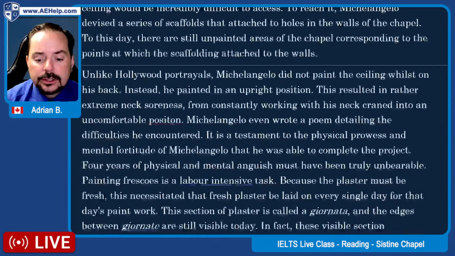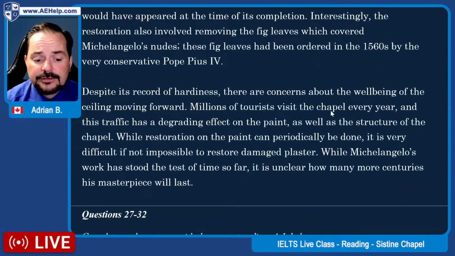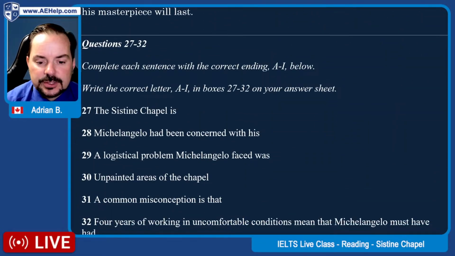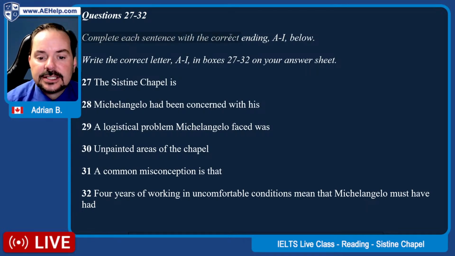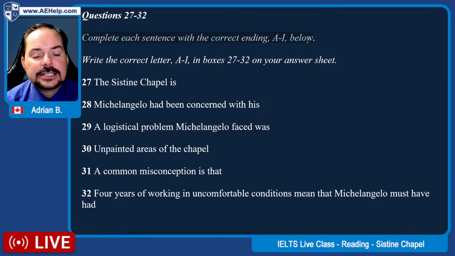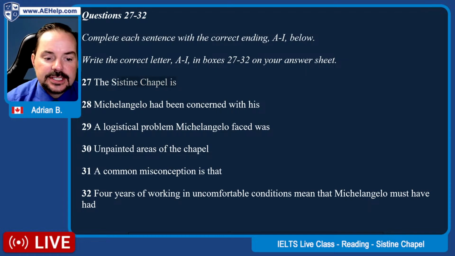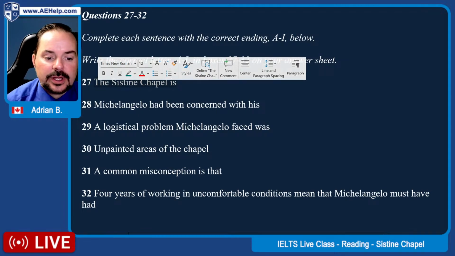So we look at the questions. This is where a lot of students make mistakes. They'll read all the questions, but that's not necessarily good. So here it says, complete each sentence with the correct ending A to I below. The Sistine Chapel is, okay?